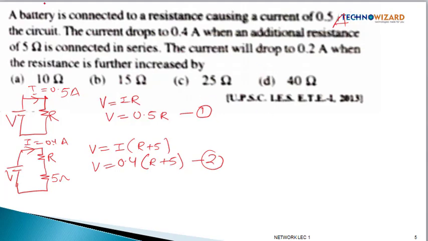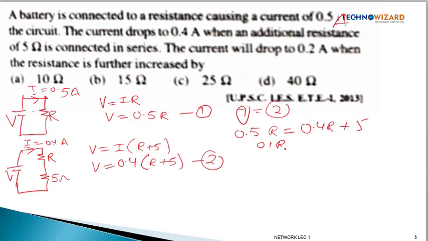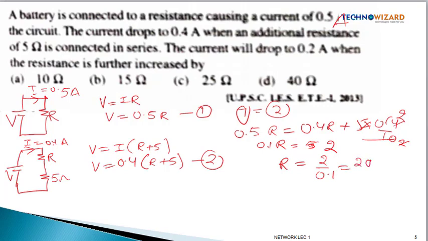Okay, equating equation 1 with equation 2, we'll get 0.5 R is equal to 0.4 into R plus 5. So this will be 0.1 of R is equal to 5. So sorry, this will be 5 into 0.4, which will be simply 2 ohm. Okay, so this will be 2. So we'll obtain the value of resistance as 2 divided by 0.1, that will be equal to 20 ohm, right?